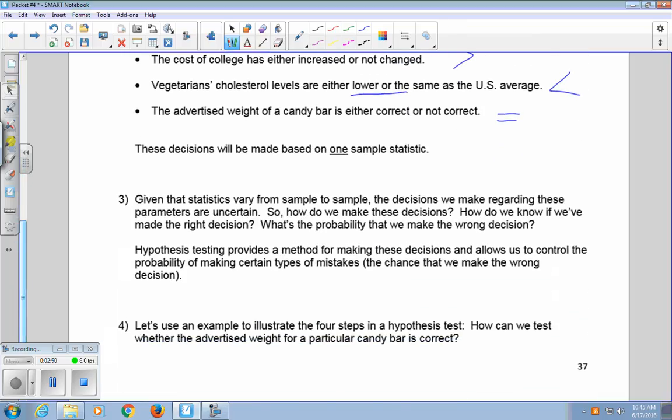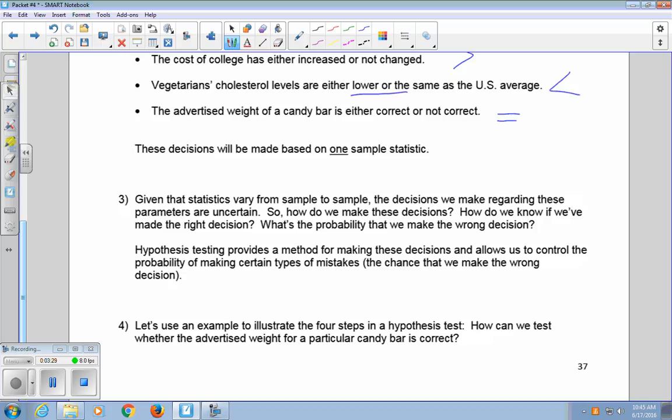All of these scenarios would be made based on just one sample statistic. A person would take one sample, calculate a mean, and then have to make an inference based on that one statistic. Given that statistics vary from sample to sample, the decisions we make regarding these parameters are uncertain. So we don't know if what we're observing is because the true parameter was wrong or if it was just variation in the sample. So how do we make these decisions?